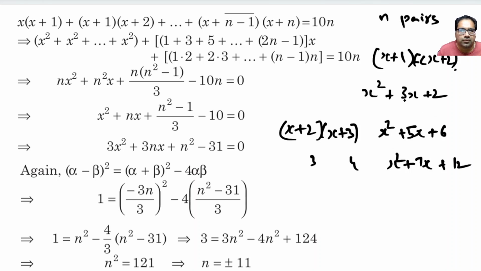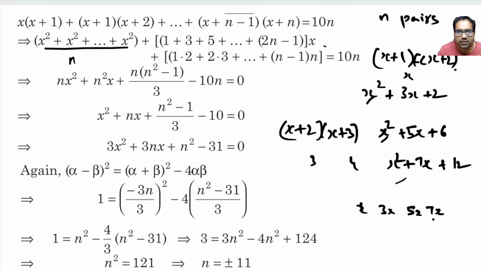So each pair will give 1 x square. There are n x squares. And the first pair will give 1x, the second pair will give 3x, then 5x, 7x, likewise. How many such numbers will there be? There will be the first n odd numbers: x, 3x, 5x, 7x, such n odd numbers.